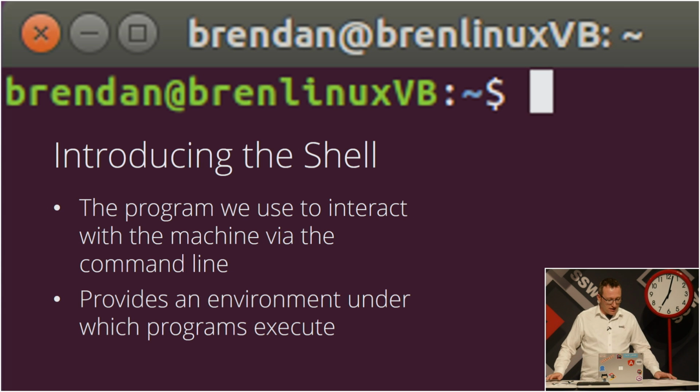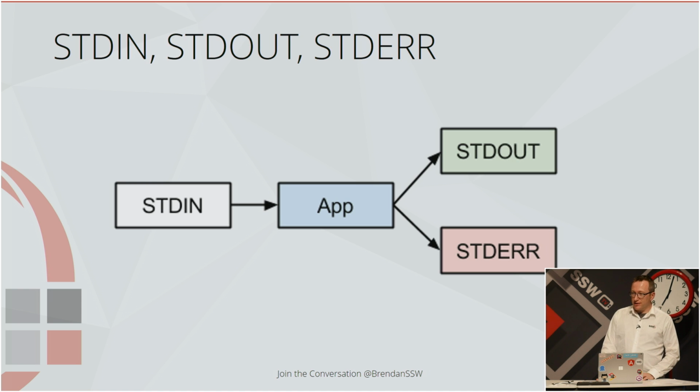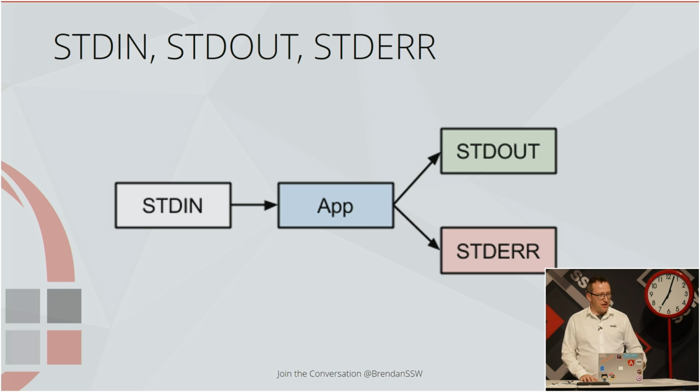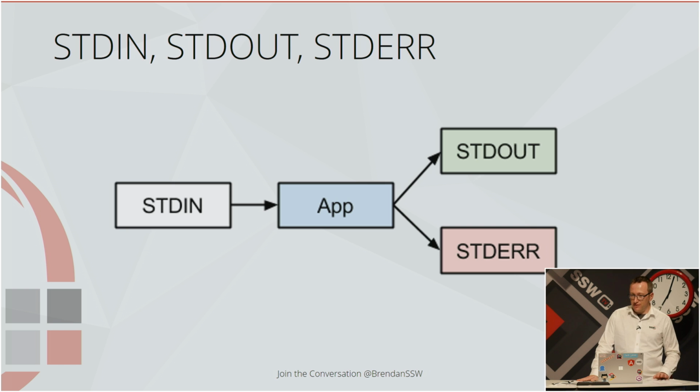So let's move forward from that introduction to take a look at the shell. The shell is a program we use to interact with the machine via the command line. It's the command interpreter, the equivalent of CMD in Windows. And like pretty much everything, there's more than one shell available, but the default at the moment seems to be bash. It also provides an environment under which programs execute. What I mean by that environment is that a typical command line program looks something like this. You've got standard in, which is a stream of input text. It gets fed to the app, and the app writes out to standard out, another stream of text. If something goes wrong, it writes out to standard error.